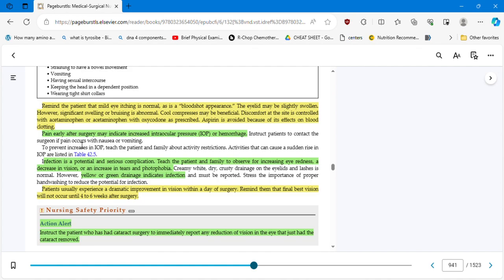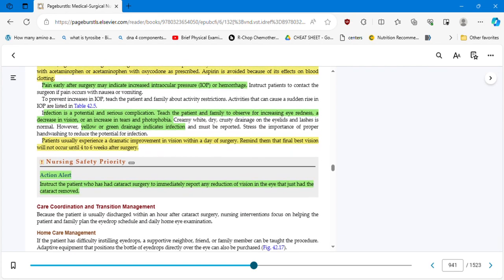Pain early after surgery may indicate increased ocular pressure or hemorrhage. Okay, so that's something that you need to remember, and that's part of your nursing care postoperative. Pain in the eye can indicate increased ocular pressure or hemorrhage, and that's a no-no. Infection is a potential and serious complication. Teach the patient and family to observe for increasing eye redness, a decrease in vision, or an increase in tears and photophobia. Yellow or green discharge indicates infection.